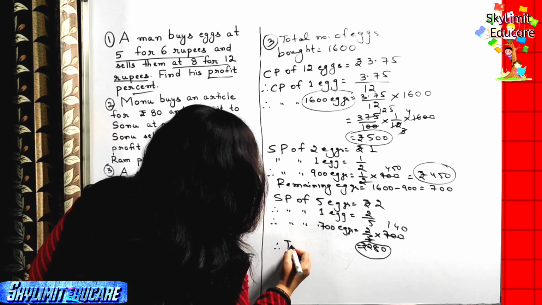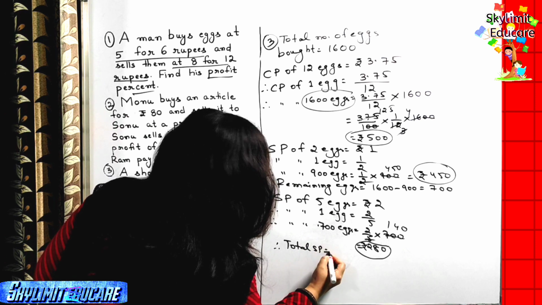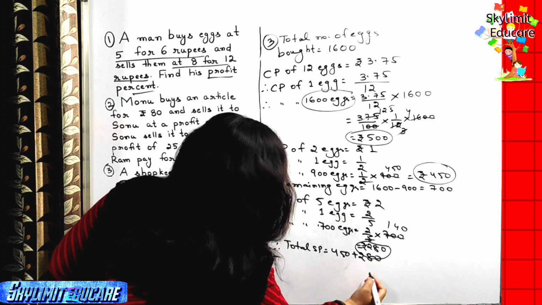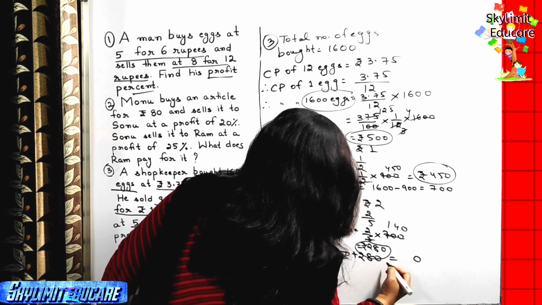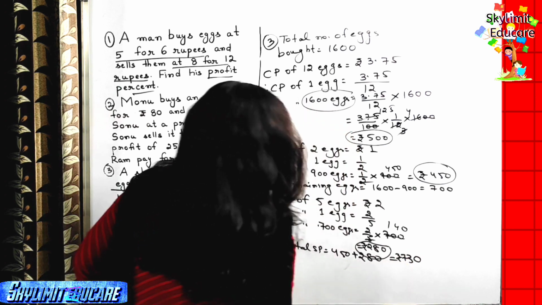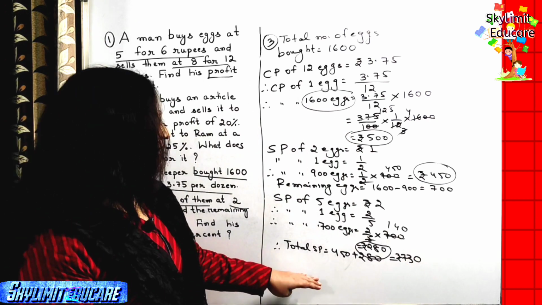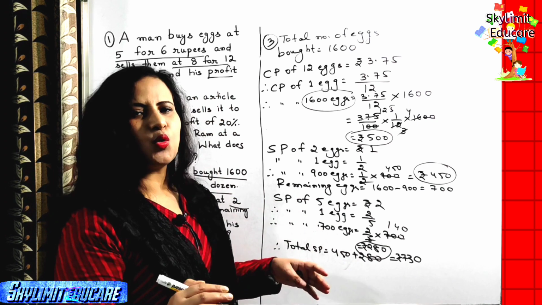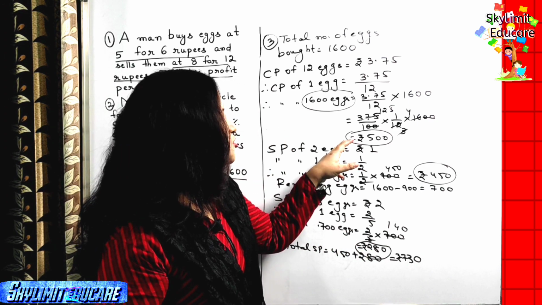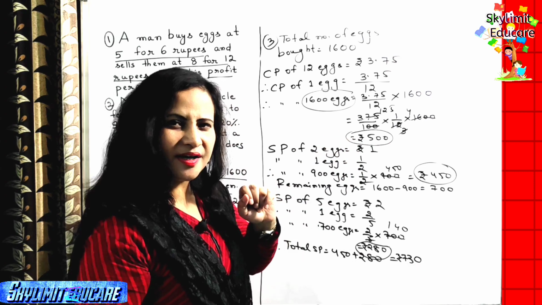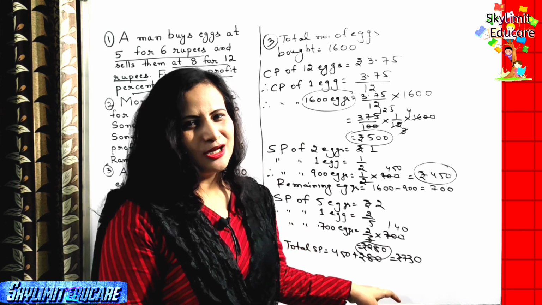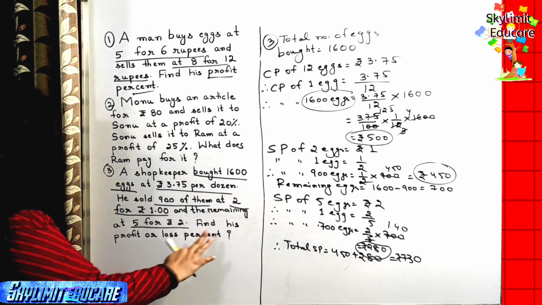So therefore total selling price will be 450 plus 280, that will give us 730 rupees, right? So that means he received a total amount, that means he sold all the 1600 eggs for rupees 730 and he purchased all the 1600 eggs for rupees 500, but he sold it at a higher price, rupees 730. So find his profit or loss percent.